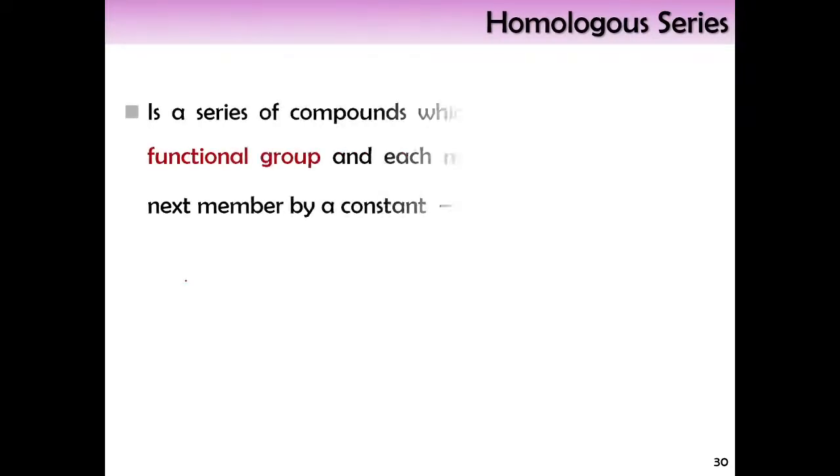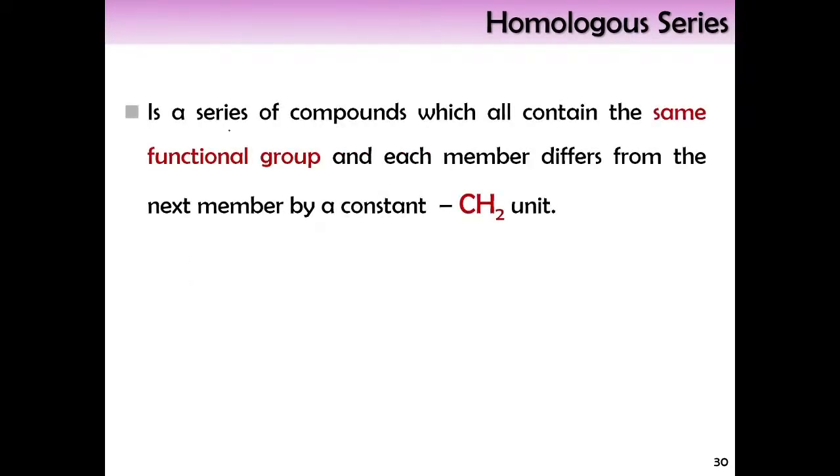So what is a homologous series? It is a series of compounds which all contain the same functional group. If this one is alcohol, it means all have the OH group, or hydroxide. And each member differs from the next member by a constant CH2 unit. Okay, what does that mean?